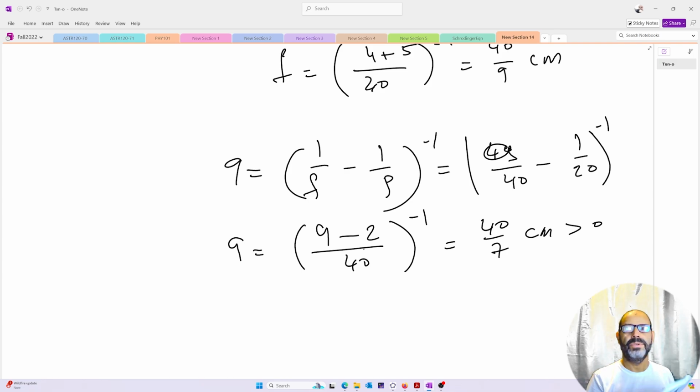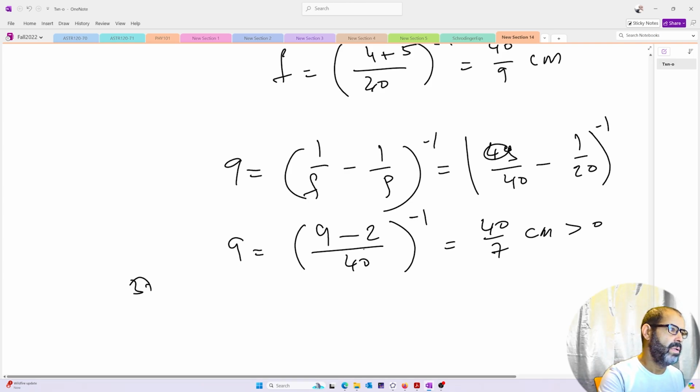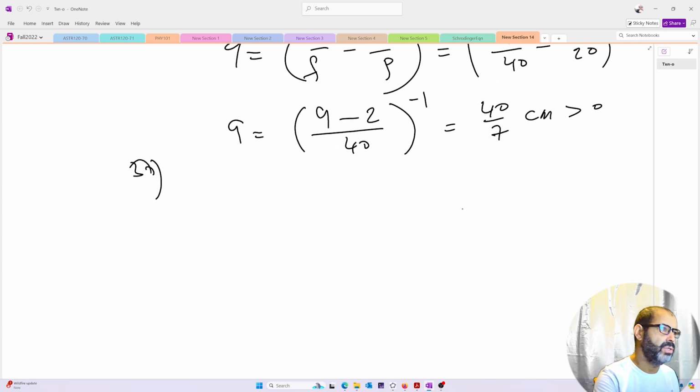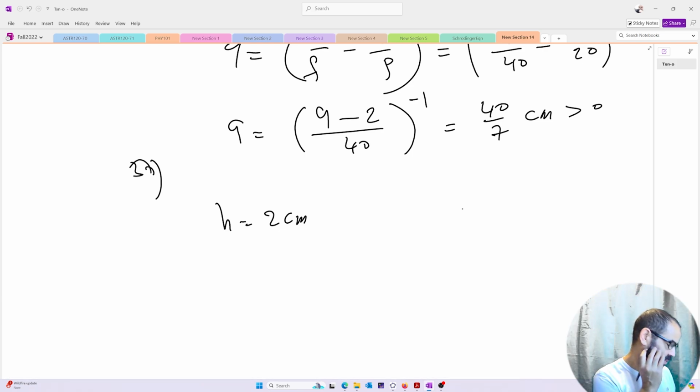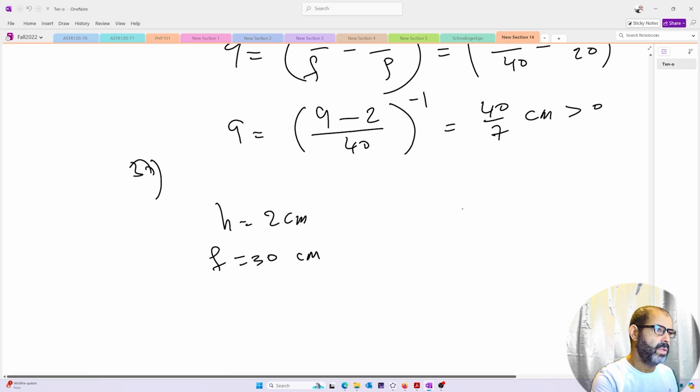Okay, so problem 57 in here. It says that you have an object that is 2 centimeters high. So we're given h, it's 2 centimeters, placed 40 centimeters to the left of a converging lens. So we have a converging lens. That means F is positive, equal to 30 centimeters. And P for this one is equal to 40 centimeters. So the image from the get-go is going to be real, okay?